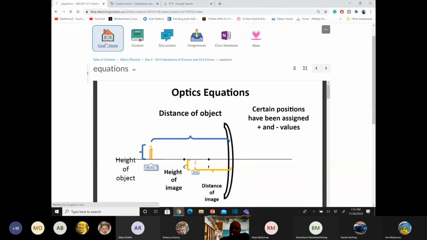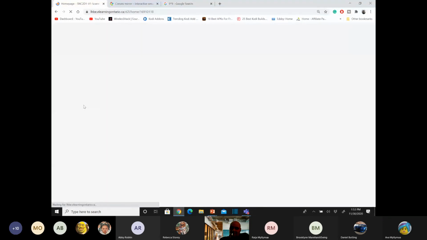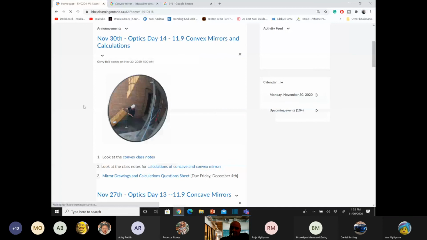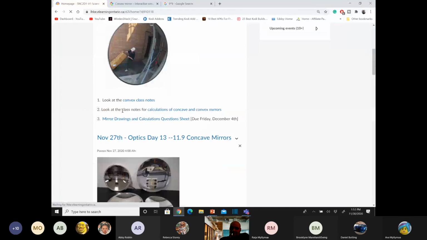Okay, so a little practice here. I want to show you something. This is our now work. That's the note we just did. Here are the mirror drawings and calculation sheet. Notice there is a due date on this. These are the drawings we started on Friday. If you did the homework over the weekend, you're halfway there. You've already done the drawings. If you didn't do it, then you've got twice as much work to do.